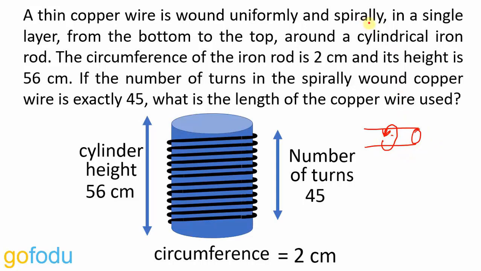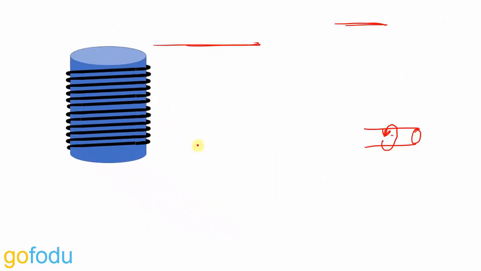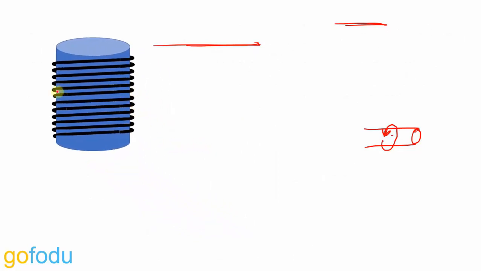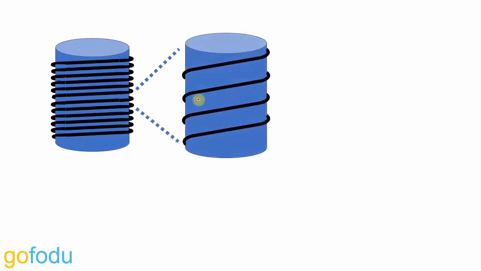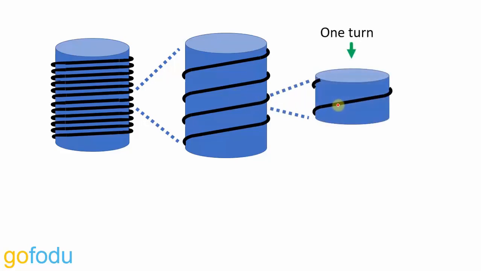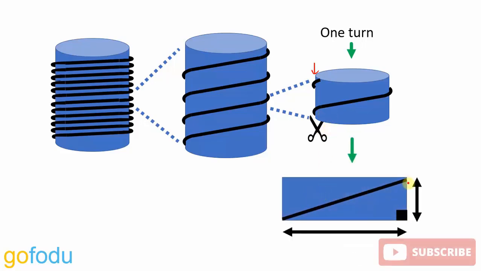But when it is clearly stated that the wire is wound spirally from bottom to top, things are going to be different. Now let me take this cylinder and zoom in on a small section of it. If we zoom further on this part of the cylinder which contains a single turn, this is what we are going to get. And if I cut this small cylindrical piece open from this side, what I'll get is a rectangular sheet.